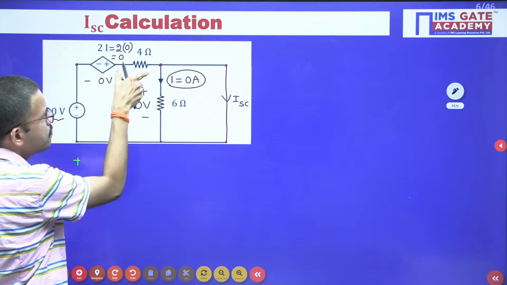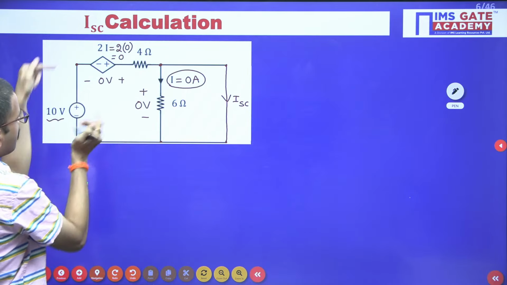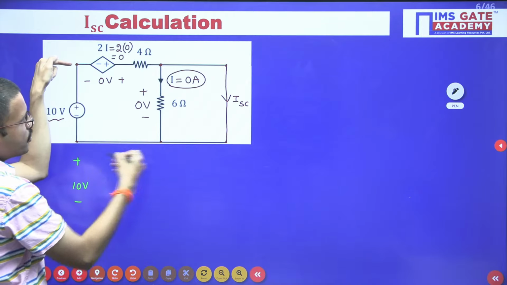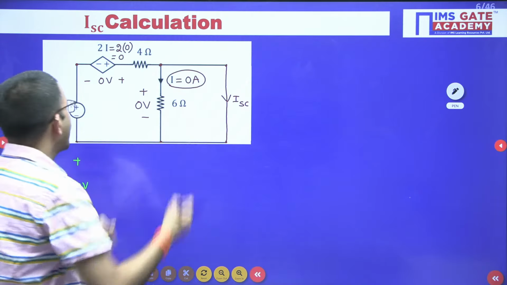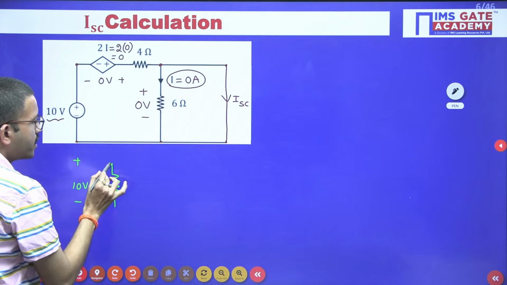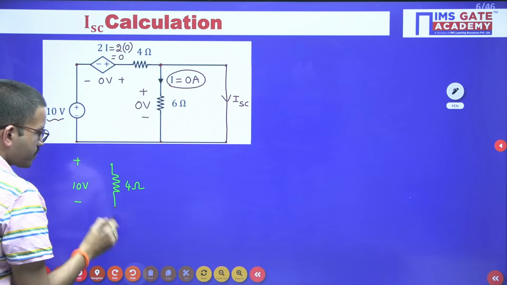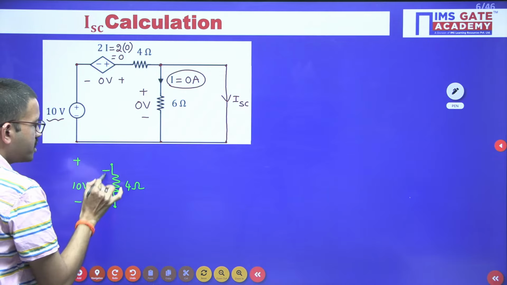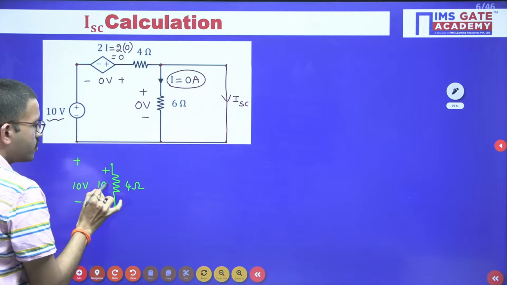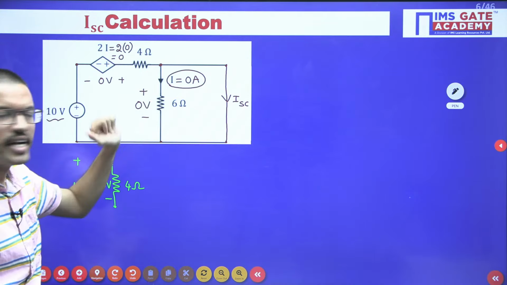Now here you are having simply a 4 ohm resistor, connected between this point and this point. So directly you can say that across the 4 ohm resistor, you are having the same voltage, that is 10 volt. Because here the voltage drop is 0, here also the voltage drop is 0, right?